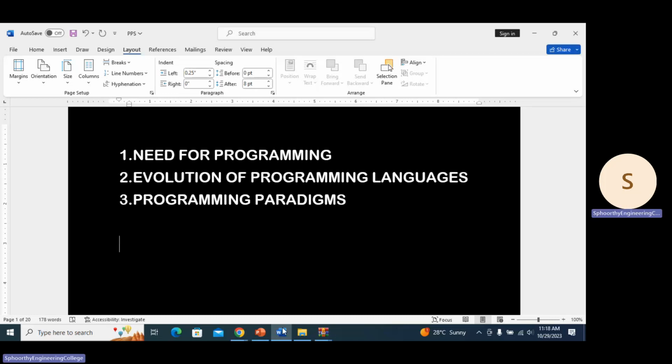First, the need for programming. Why do we need programming? Why should one learn programming? There should be a reason, right? Let us assume I ask any person, what is 4 into 2? Immediately I'll get the answer, 4 twos is 8. Similarly, if I ask, what is 8 into 4? Immediately I'll get the answer, 32.